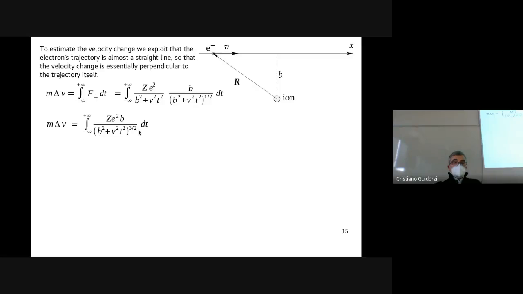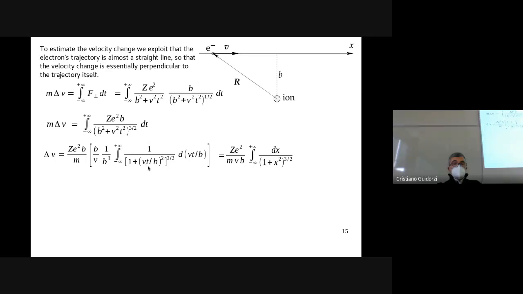And here it is just a matter of calculating this integral. It's very easy. In particular, you can take out of the integral Ze squared b over m, because you just calculate delta v. And then you take out of the denominator b squared, which to the 3/2 means 1 over b cubed. Then you multiply and divide by v over b to make a variable change. So you multiply inside by v over b, and then you have to multiply by b over v. So you are left with the integral, in which vt over b is just an adimensional quantity. You can call it x. So this is just a number.